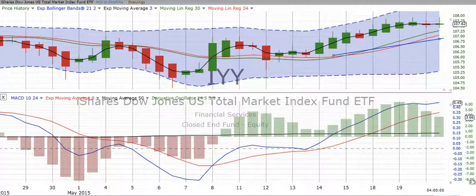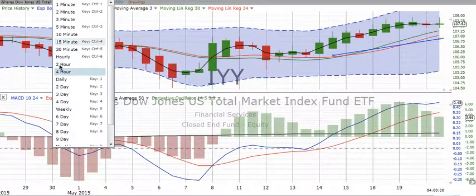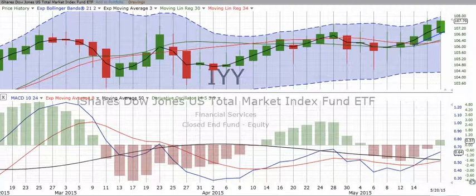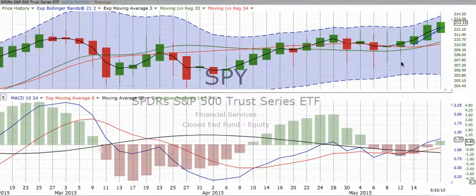Now, let's go from IYY, which again represents the total market. Let's back out again to our 2-day chart. And let's go to SPY. What is SPY? Well, that is the Standard & Poor 500, and we need to redraw our trend line to set it up for the new candle, which we do quite easily. We're connecting the bottoms of 3 up-moving candles.